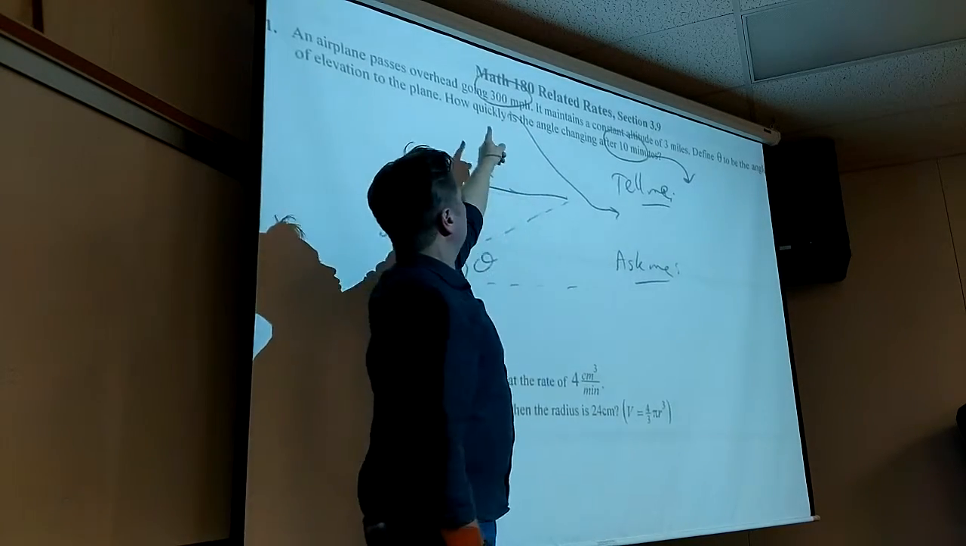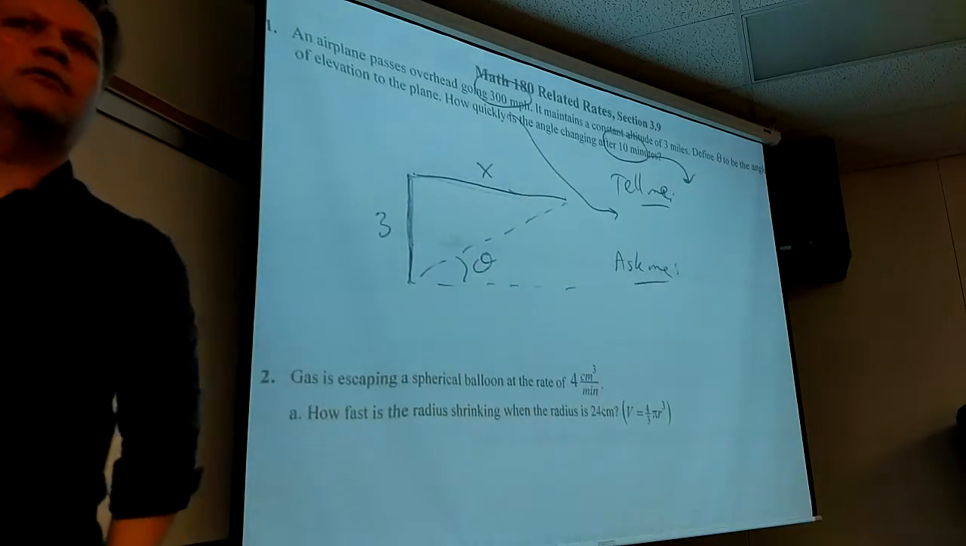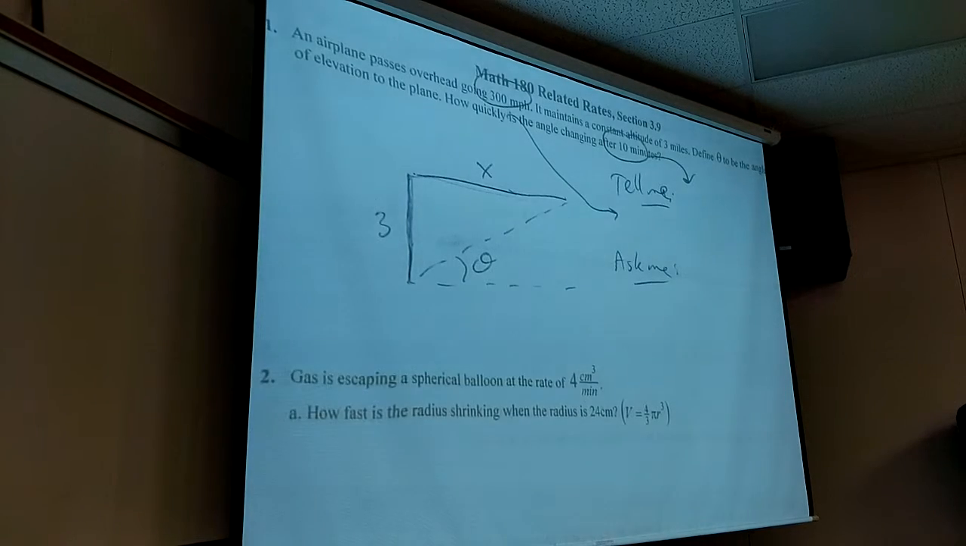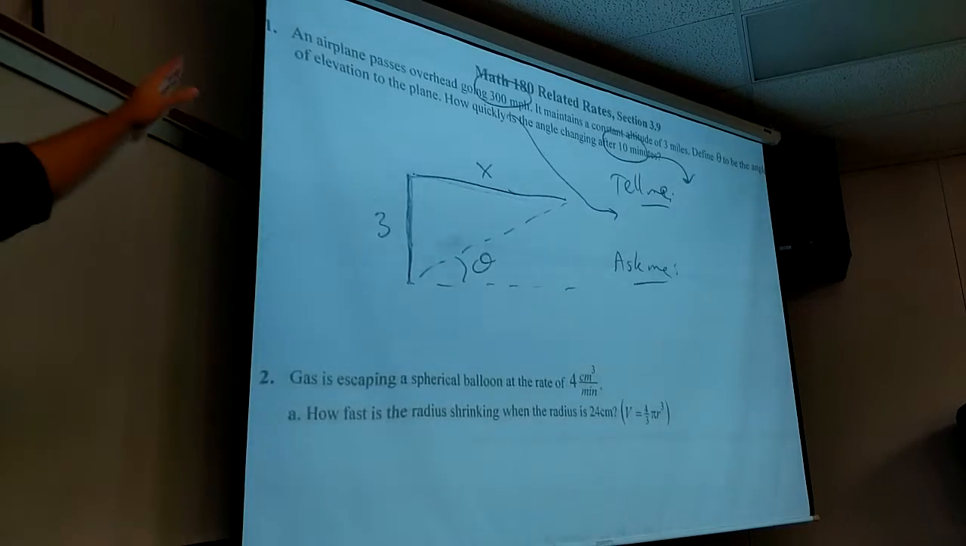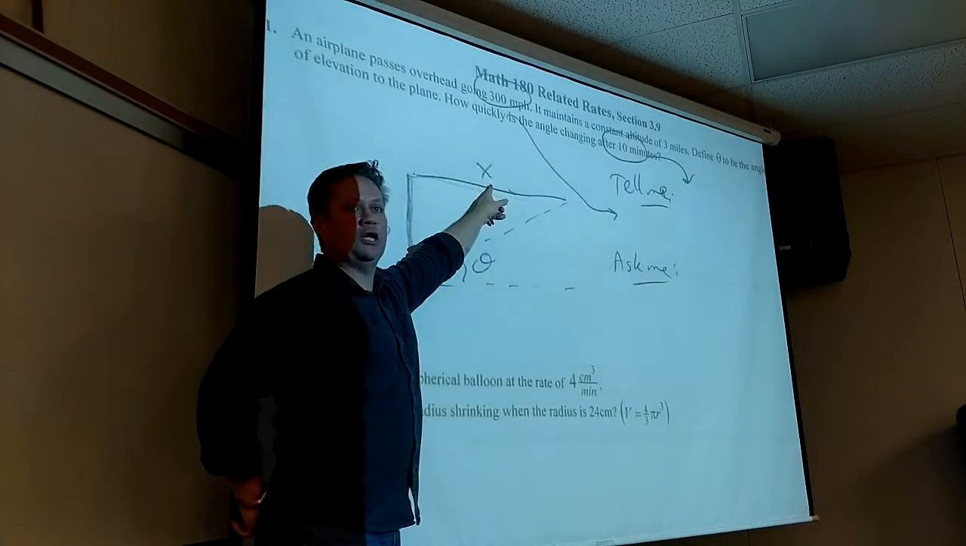So what is that 300 miles an hour then? What does that relate to? Change in time of what? What's up on that picture? The change of what with respect to time? I know it's in miles per hour. What variable up here? X, right? It's how much X is changing, right?